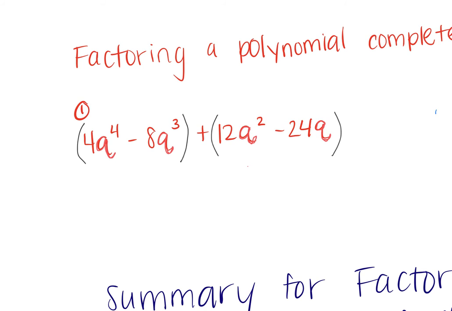Okay, now we have to find something that we can pull out of 4q to the 4th and 8q to the 3rd. Tessa, what do you think it is? Is it 2? Good. 2. And what else? 2 and 4. 2 times 2. What is 2 times 2? 4. So instead of writing the 2, let's write a 4. Let's pull out a 4.